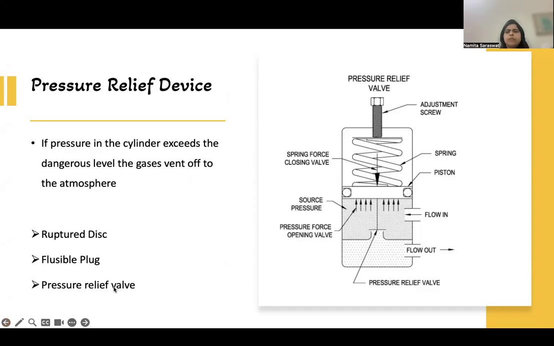Then comes a pressure relief valve. You can see here in the picture, this shows the pressure relief valve. The flow in is from the cylinder to the valve. Whenever the pressure exceeds the dangerous level, this flow of gas will move the piston as well as the spring. Once the piston and spring move, the pressure relief valve will open and the gas will vent off. The advantage of the pressure relief valve is that the gas will be vented off only until the dangerous level has passed and a normal level in the gas cylinder has been achieved. The rest of the gas will remain in the cylinder and the pressure relief valve is closed.